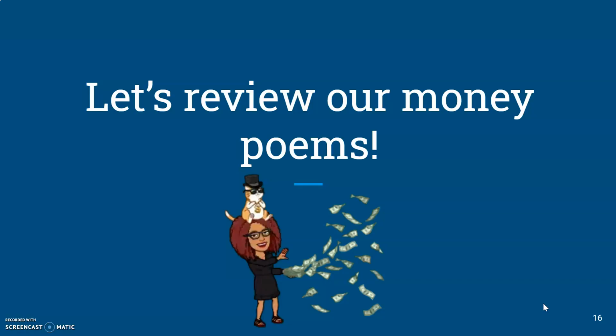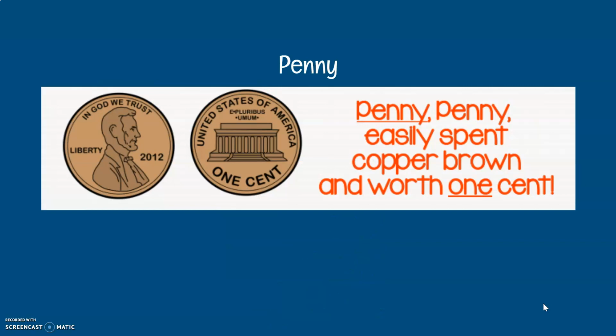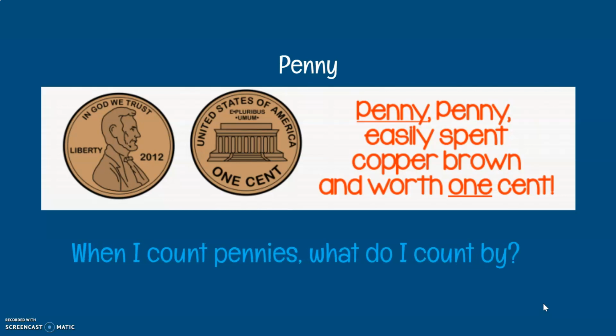Let's review our money poems. My first one is a penny. I'll say it first, and when I say it the second time, I want you to read it with me. Penny, penny, easily spent, copper brown and worth 1 cent. Now your turn. Penny, penny, easily spent, copper brown and worth 1 cent. When I count by pennies, what do I count by? I count by ones.